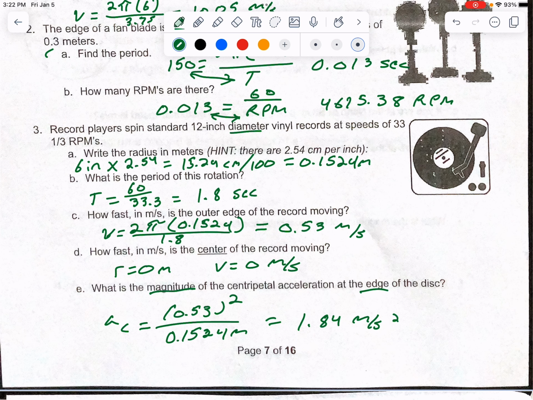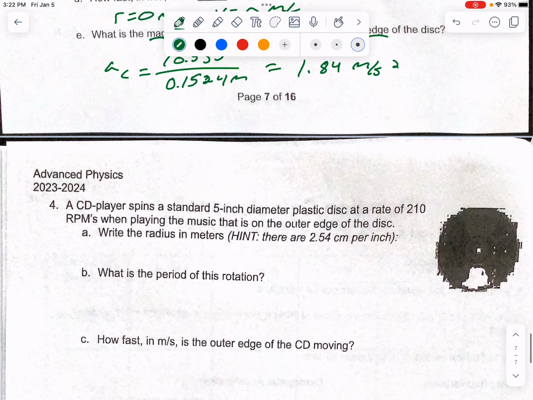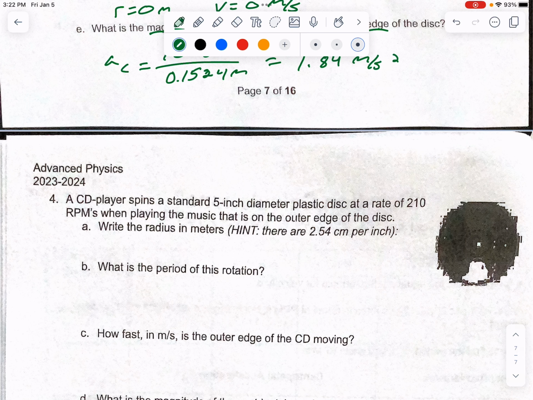Okay, so we're going to move on to page 8. A CD player spins a standard 5-inch diameter plastic disc at a rate of 210 RPMs. Write the radius in meters. So kind of like the problem we just did.